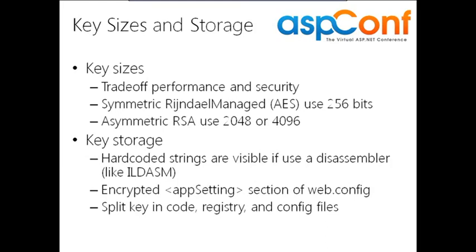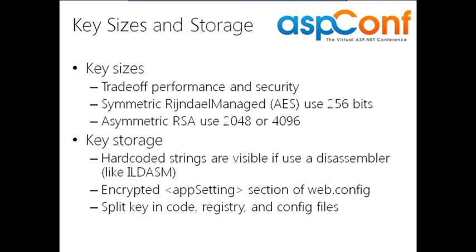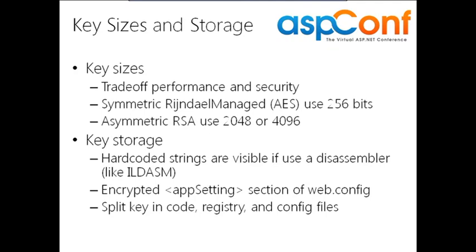So when you store keys, I showed you if I put a key directly in a string, somebody can use a disassembler and it will show them exactly what that value is. Am I concerned that somebody could actually gain access to my code behind DLL? That would be somewhat difficult, but if I were concerned about that, then storing it in a string is probably not a good idea. I could put it in an encrypted app settings section, and I could also get a lot more funky if I wanted to and break that key up and store some of it in code, some in the registry, some in config files, and just kind of repatch it together.